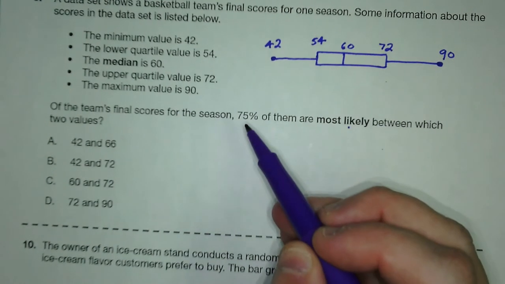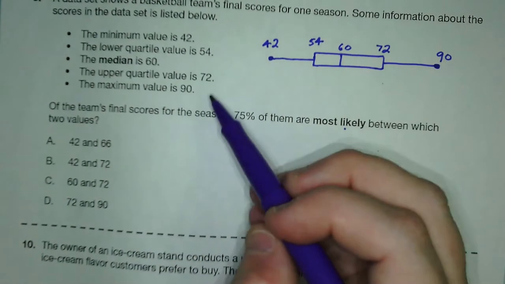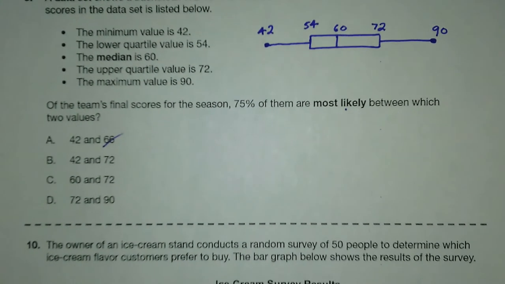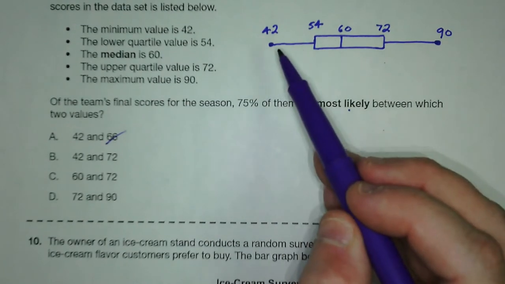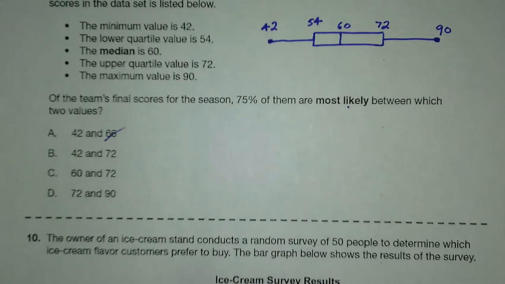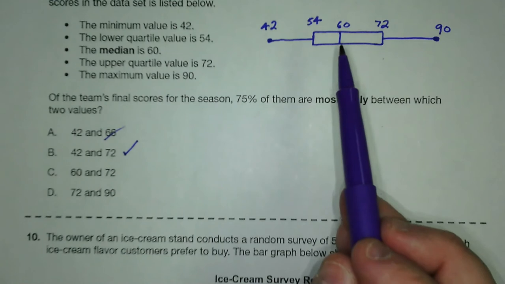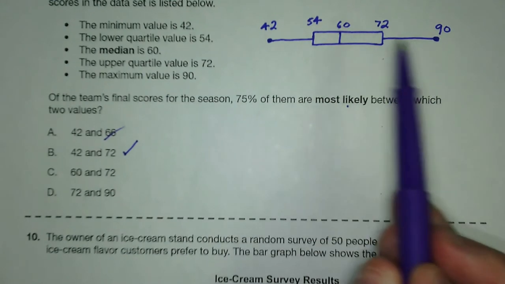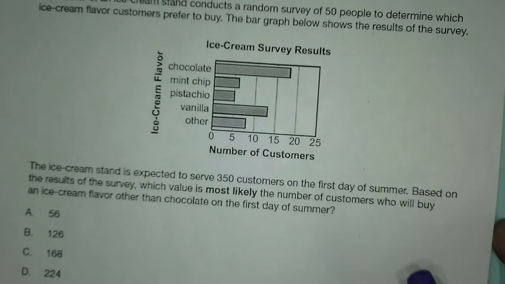So 75%. Okay, 42 and 66. What? I'm not even going to entertain that for now. 42 and 72. Ooh, 25, 25. That looks very correct. But I'm not going to full send yet. Let's check out C and D. 60, no, that's only 25%, man. 70, that's only 25%.